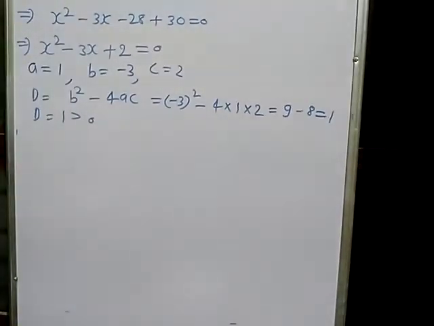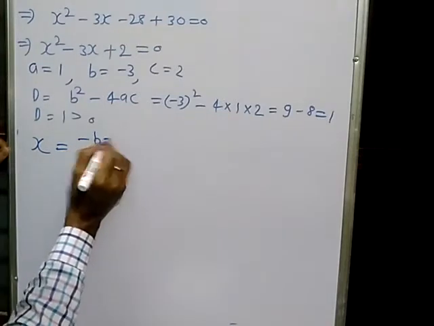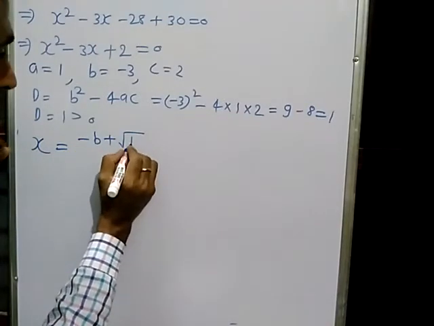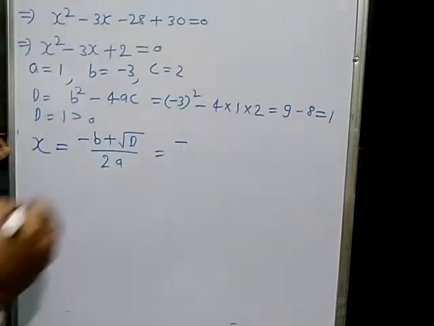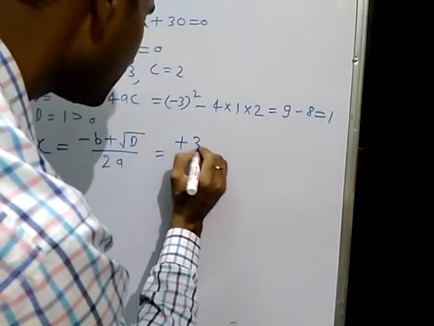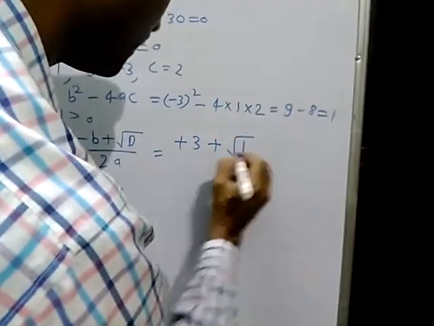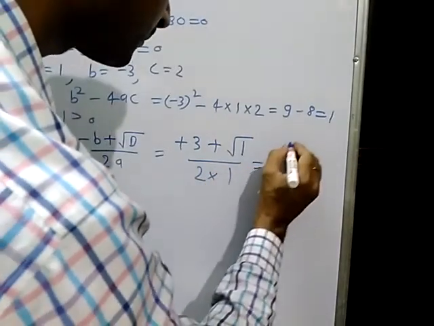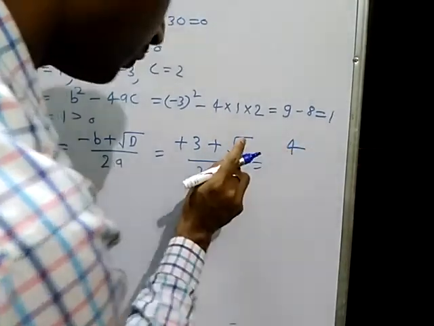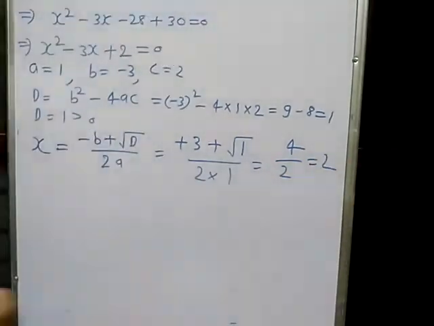The roots are, first root x is equal to minus b plus root of D upon twice of a, that is minus b. What is b? Minus 3, so minus minus, plus 3 plus root of D. D is 1, so root of 1 upon twice of a, which is also 1. So 3, because root 1 is 1, so 3 plus 1 is 4. 4 upon 2 is 2.